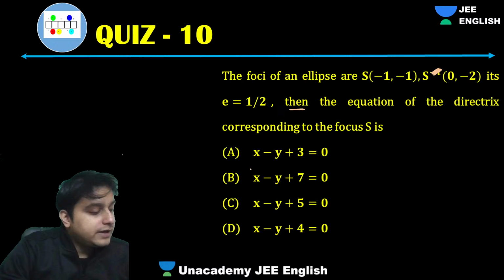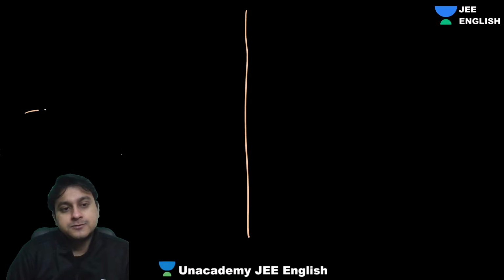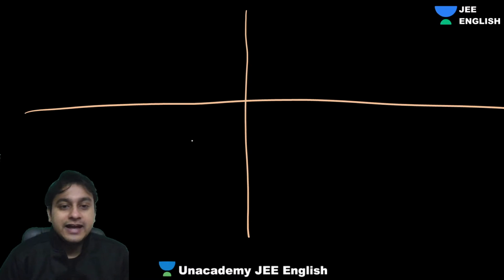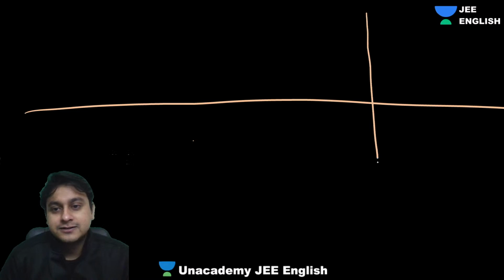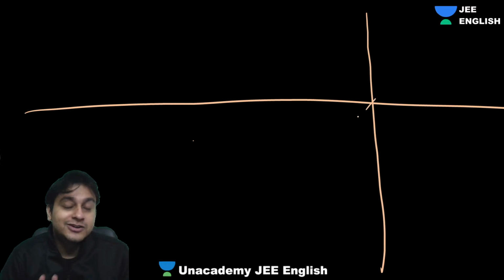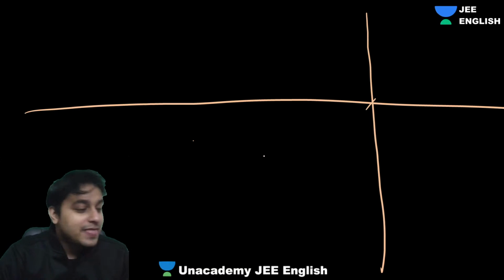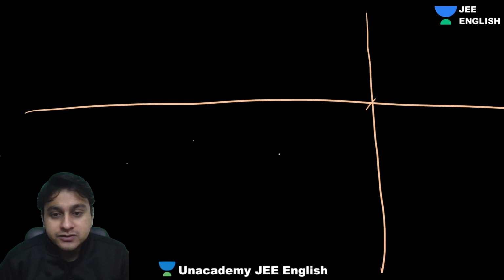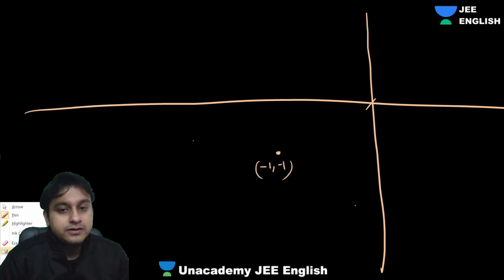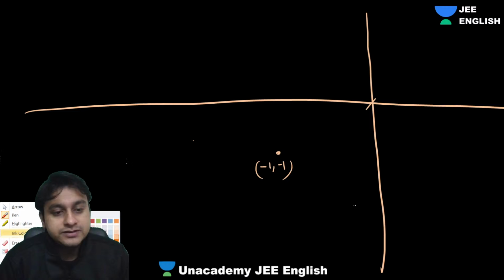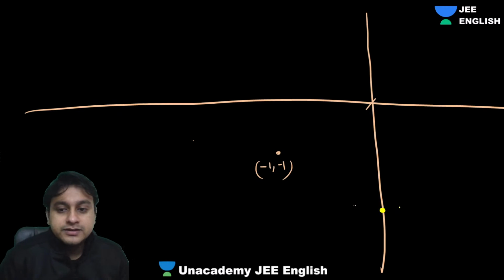So we have a point, guys. We have one focus at... let's frame the equation. Let me take it a little bit to the right, because mainly we have to work in the third and second quadrant. Let's suppose this is my origin. Now we have been given that one focus is at (-1, -1), and one focus is at the point (0, -2). Is that clear? The question must be clear.